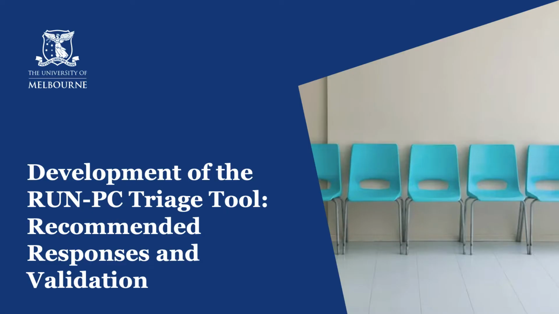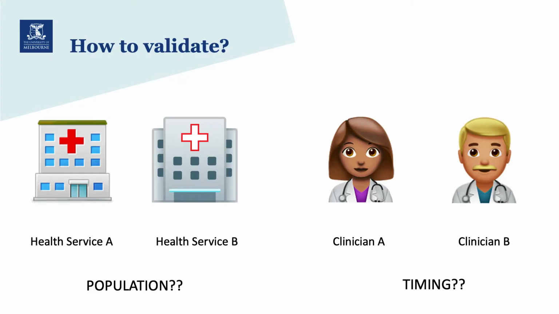And finally, just looking at the recommended response times and validation. In validating the tool, we had some logistical challenges. We could look at implementing the tool at Health Service A and Health Service B and compare, did people get comparable scores? But then we don't know, is it really the same population? Perhaps the patients being referred to Health Service A are actually more urgent. They have a different referral pattern to the patients at Health Service B.